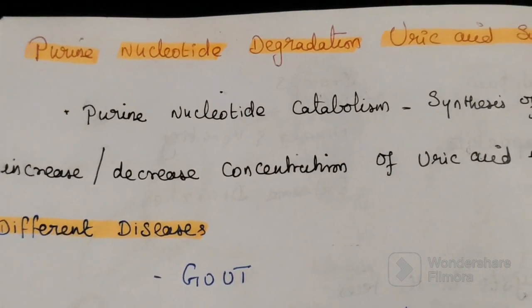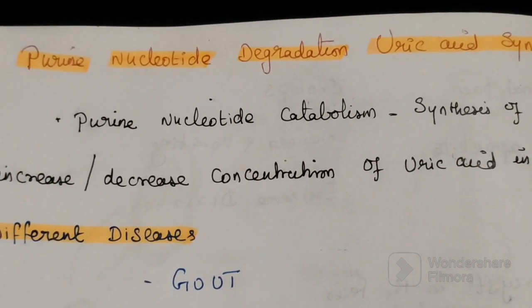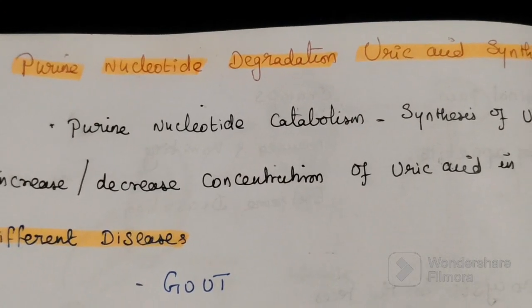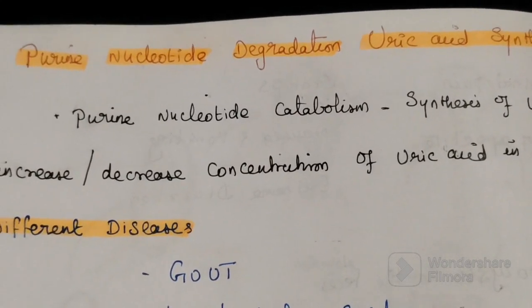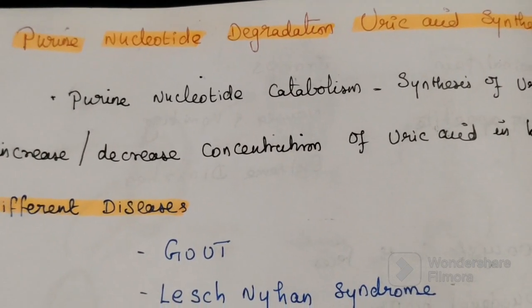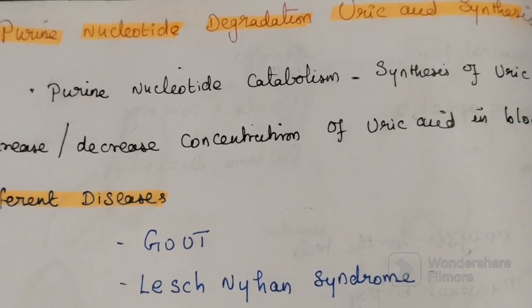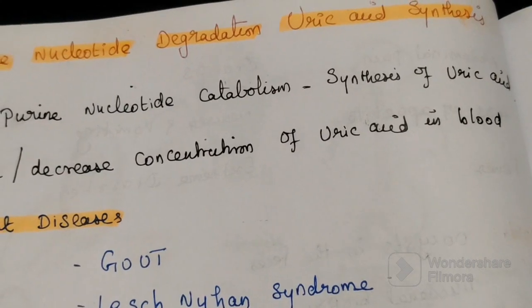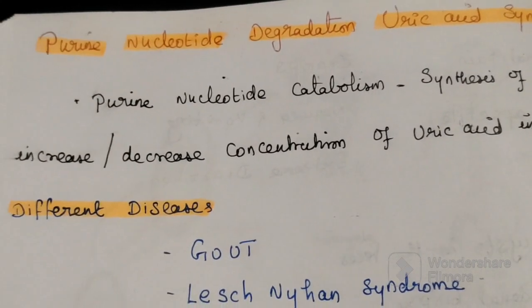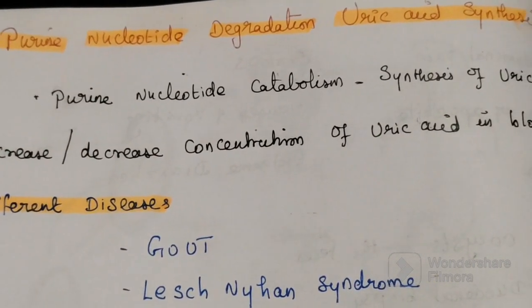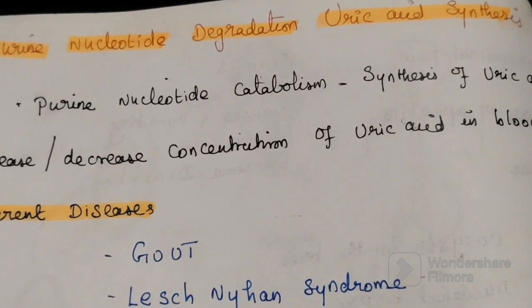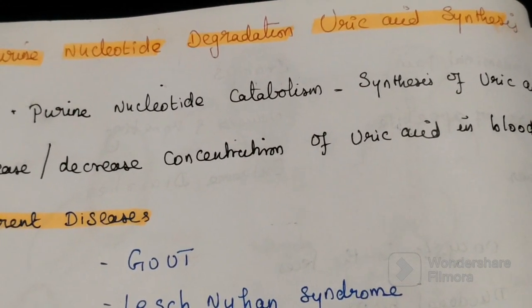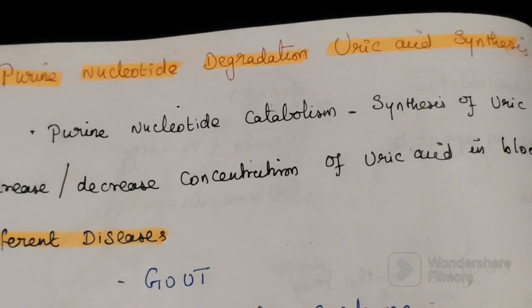In this video, we'll discuss purine nucleotide catabolism. In purine nucleotide catabolism, there is synthesis of uric acid. Increased or decreased concentration of uric acid in blood is related to different diseases.